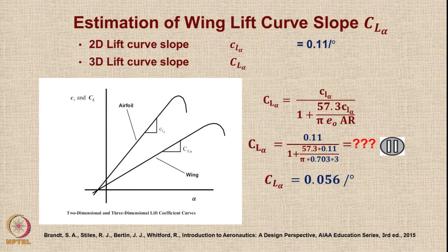The value comes out to be 0.056 for CL alpha for the wing, and in this case, it will be the same for the tail also, because the tail aspect ratio is the same as the wing aspect ratio. So, therefore, it will have the same geometry and hence the same value of the lift curve slope.